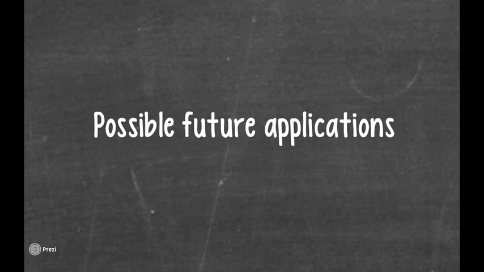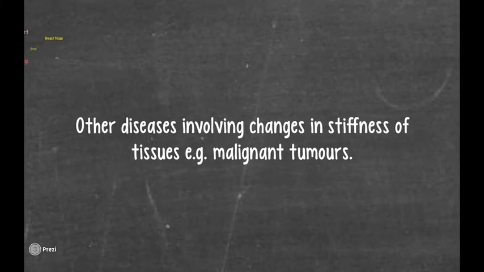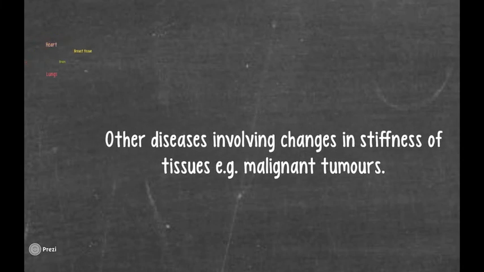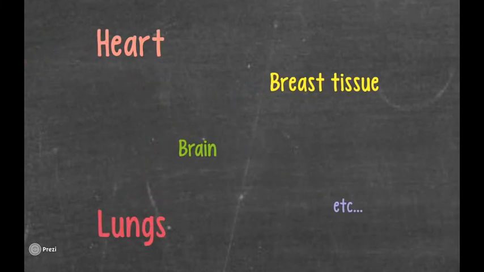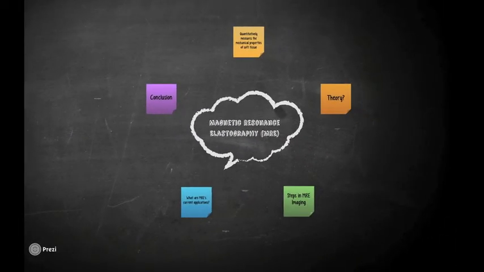In the future, MRE may also be used for other diseases involving changes in the stiffness of tissue or the presence of malignant tumors. Currently, its potential application in detecting pathologies in organs like lungs, heart, brain, and breast tissue, among other things, are already being studied. With MRE's high potential, it is highly likely that it will soon be more readily available for clinical use despite its high cost.